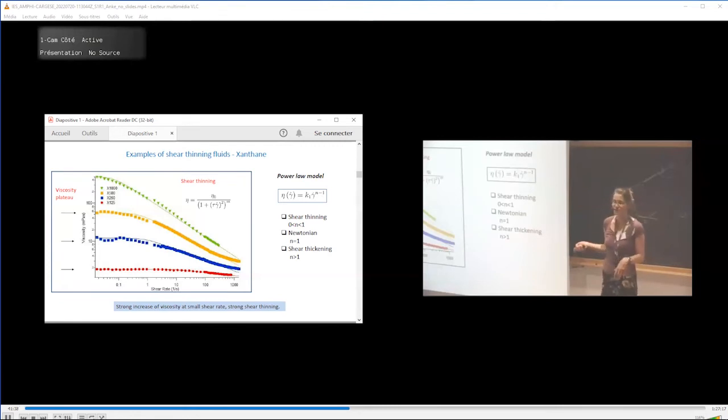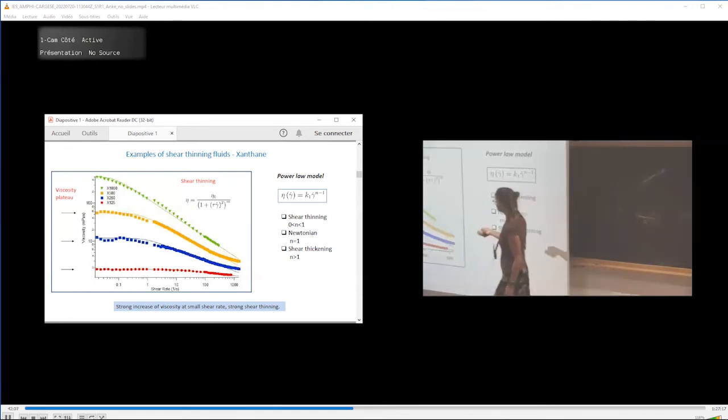So you might wonder why this strange way of writing n-1. It's because if you write the stress, it would be actually linear in the shear rate, or the stress would be the shear rate to the power n. That's why it's written like that. So what we need to keep in mind is that for something shear thinning, n needs to be between 0 and 1. If it's 1, it's Newtonian. And if it's shear thickening, so it means that the viscosity will increase with shear rate, it's larger than 1.